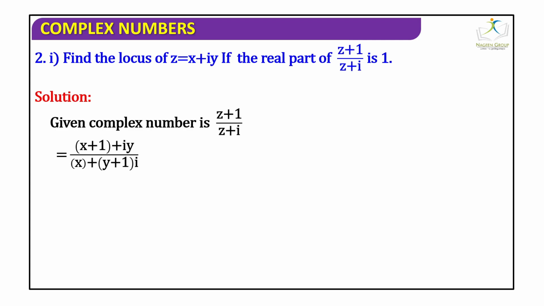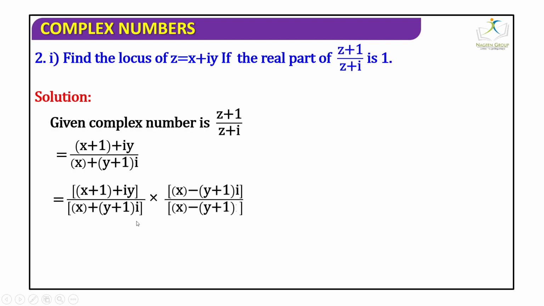So put the value of z, x plus iota y. Sorry, here we apply x plus iota y, right? Separate the real part and the imaginary part. From here we have x plus 1 plus iota y divided by x plus (y plus 1) into iota. Separate the modulus, multiply and divide. Rationalize, why? Because what is given in the denominator? Iota. We have only separated it, okay?